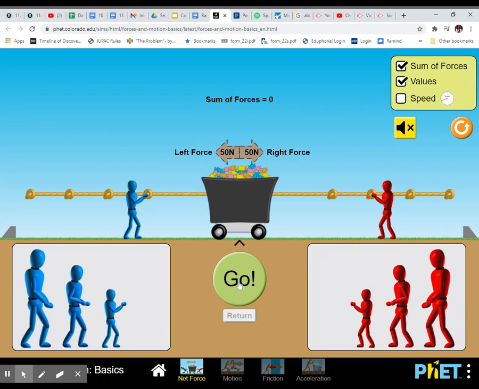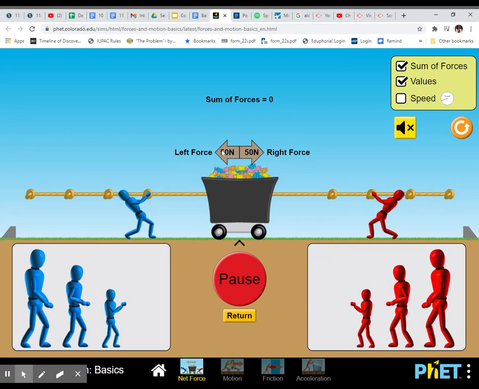So when I press go, and they're pulling, trying their best, and guess what? We're not moving. Why? Because they're both pulling with the same amount of force. So when we add those forces, 50 plus a negative 50, we get 0.